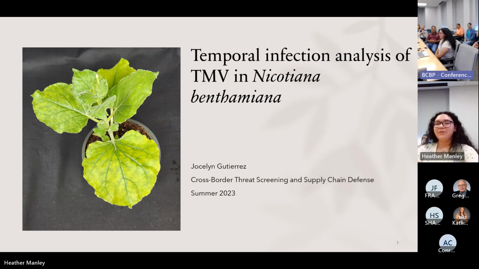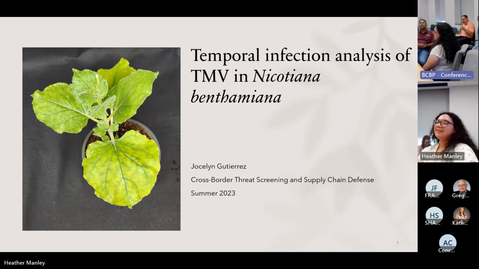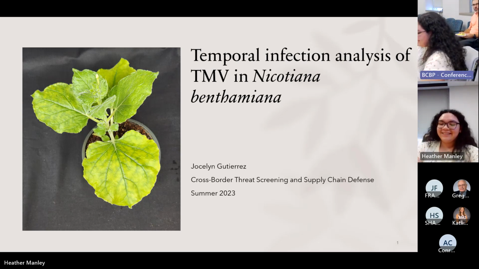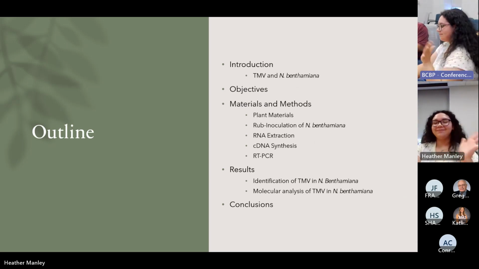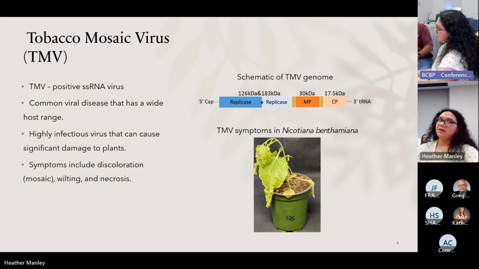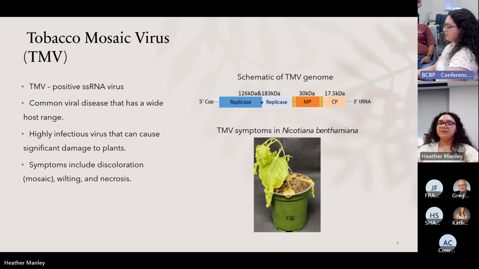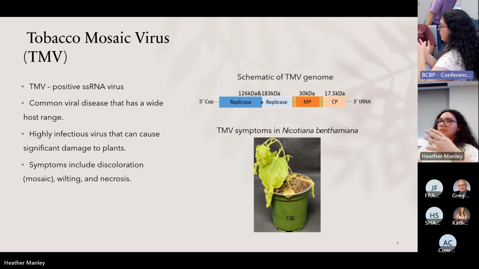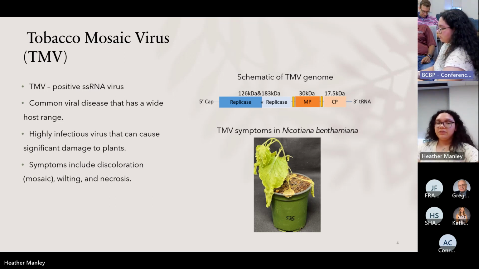I'm Jocelyn. I did a little project on a plant called Nicotiana benthamiana. We infected the plants with the tobacco mosaic virus, which is a positive single-stranded RNA virus. It's very highly infectious, so plants can get contaminated with the virus just by a little touch. Symptoms include discoloration, wilting, and necrosis, which is where the plant dies.